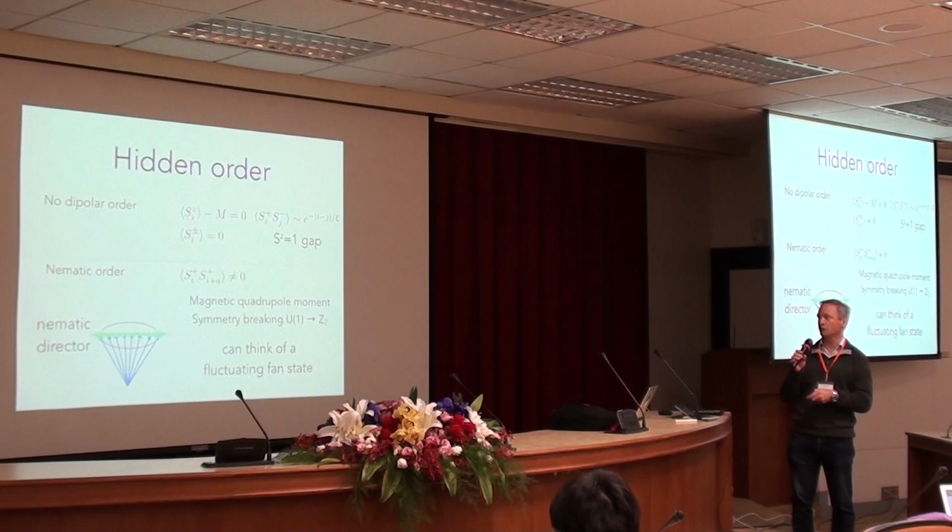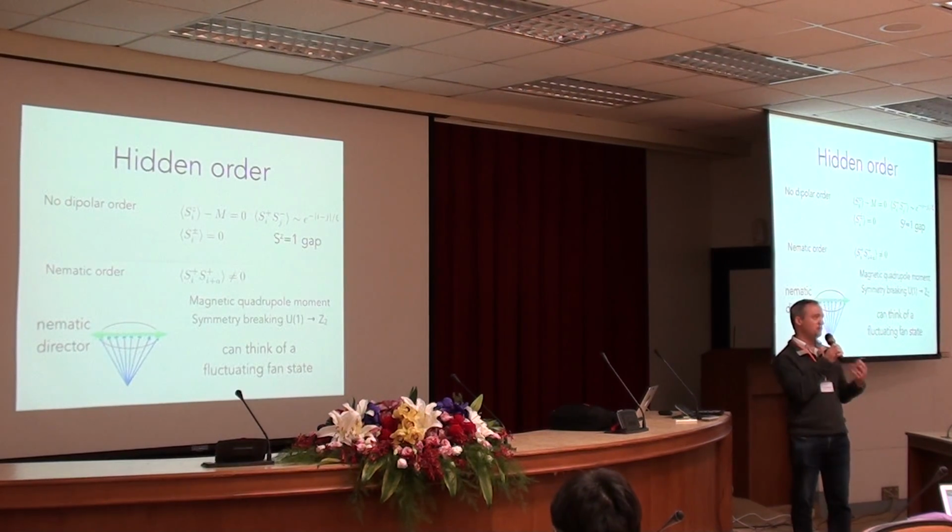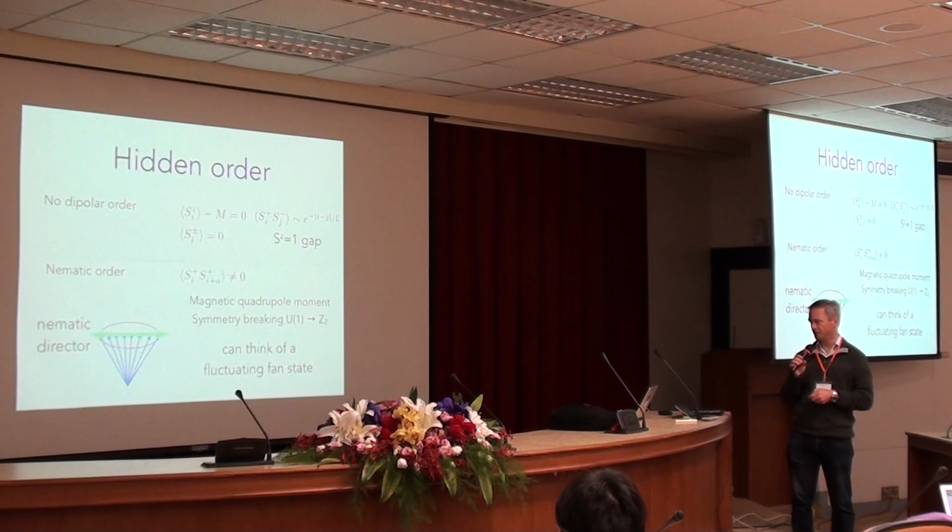So we look at a pair of spin operators. This creates a spin 2 excitation, which is actually condensed in this state. So in a spin 2 condensate, you have this kind of expectation value, which would correspond to a magnetic quadrupole, sometimes called a spin nematic.